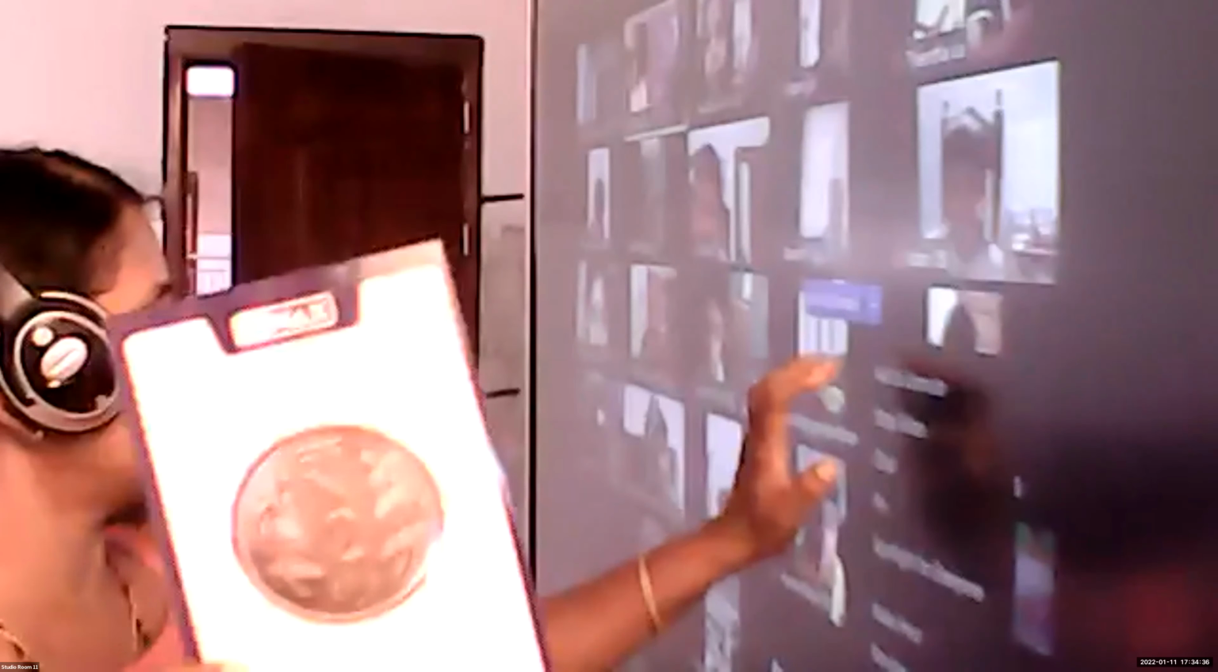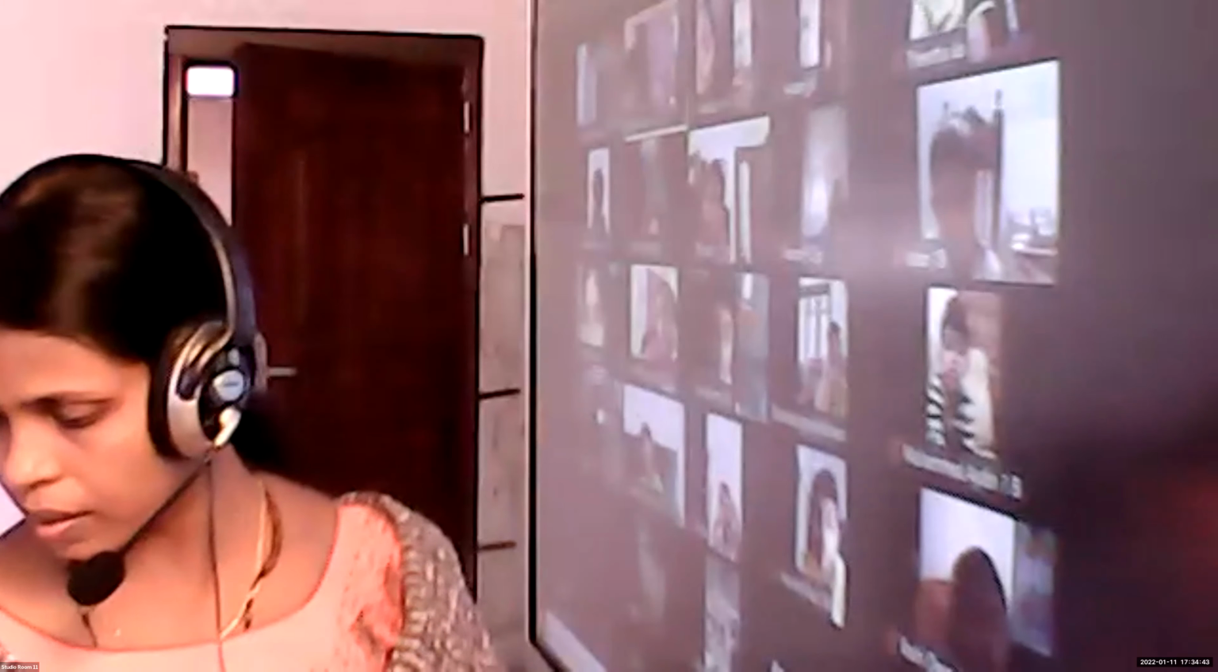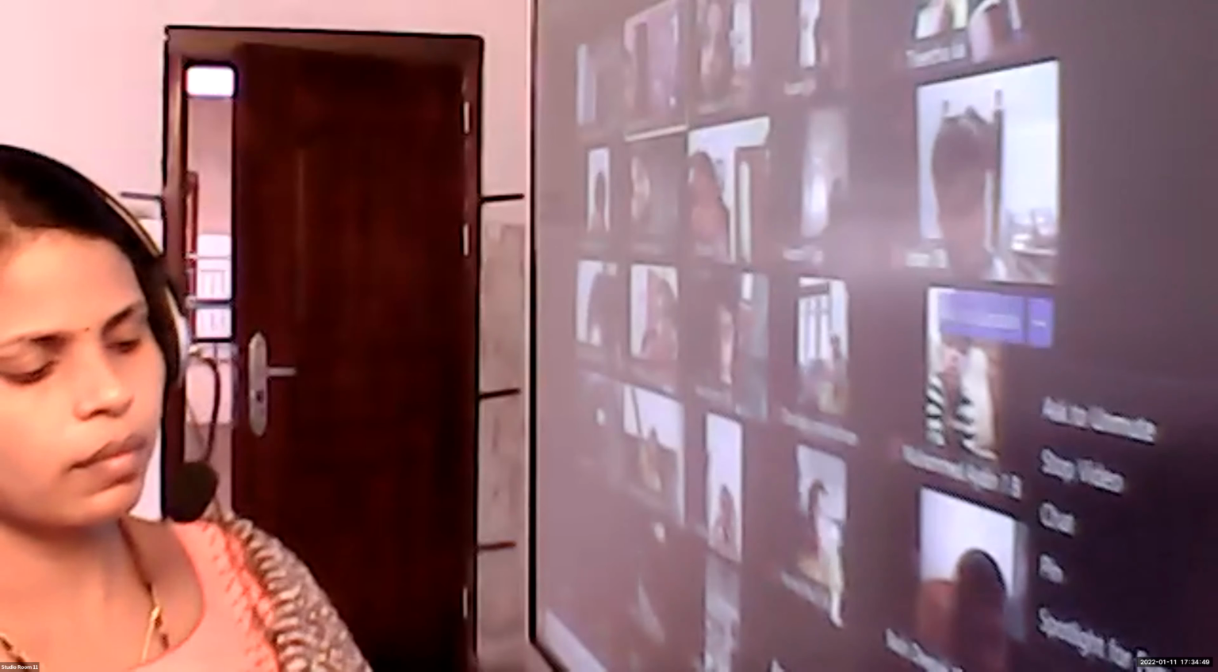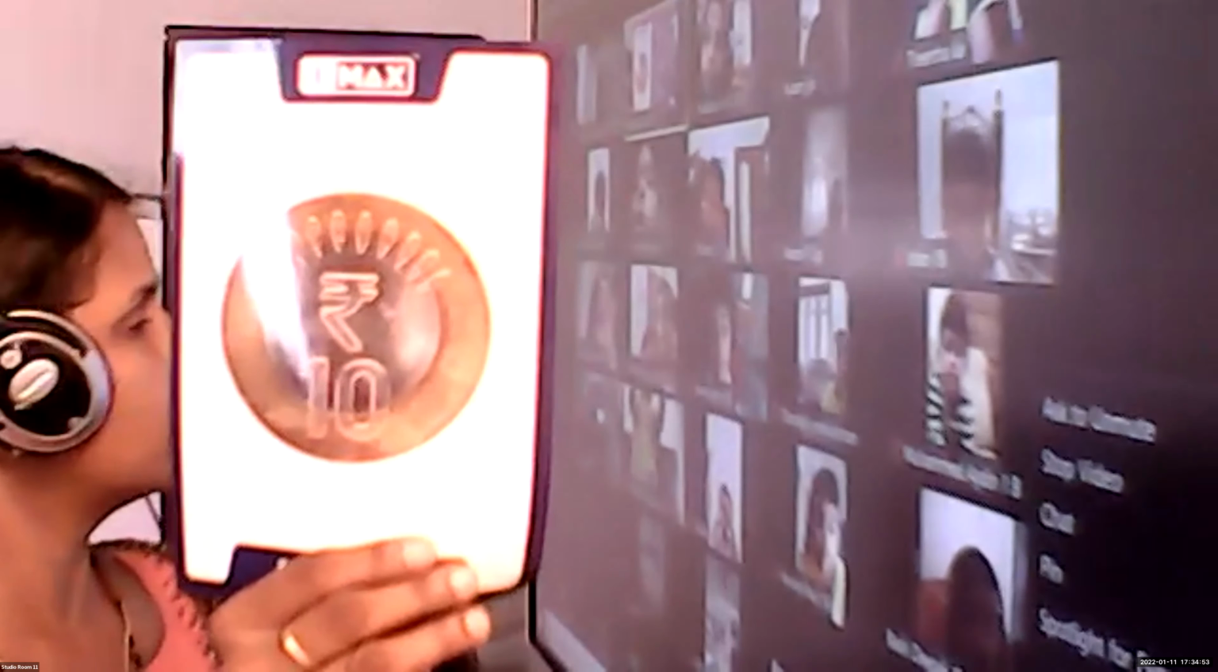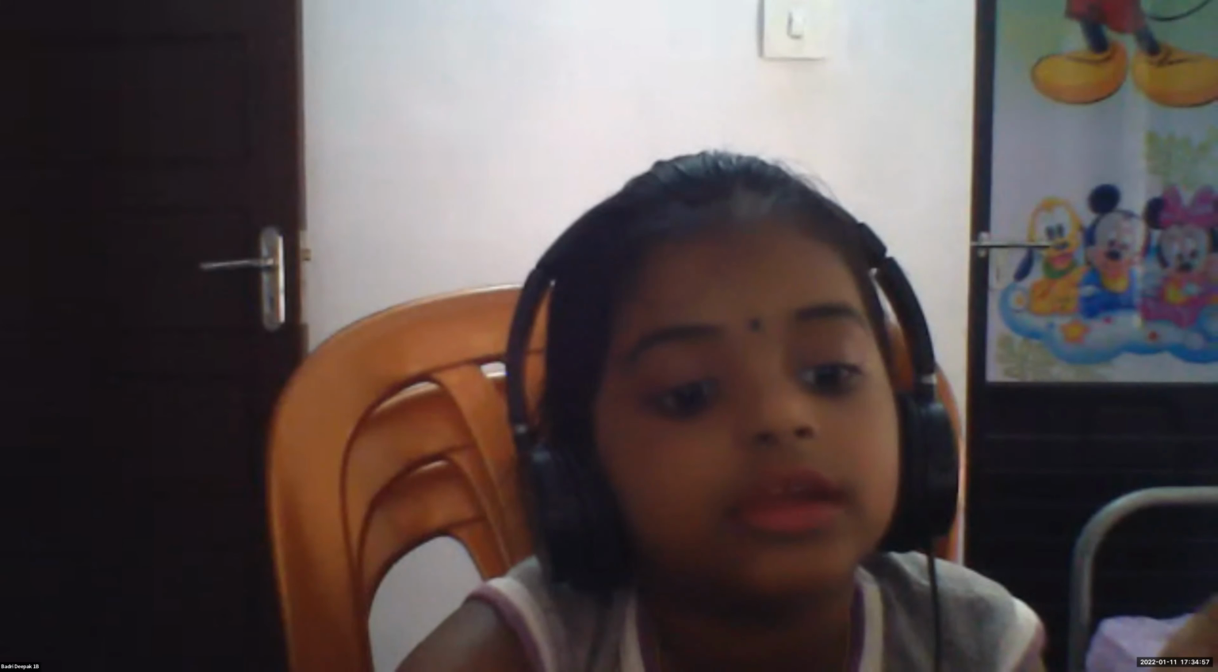Darshak Unnikrishnan, will you identify this coin? 2 rupees. Mohammed Aidin, what about this? 10 rupees. It is 10 rupees.